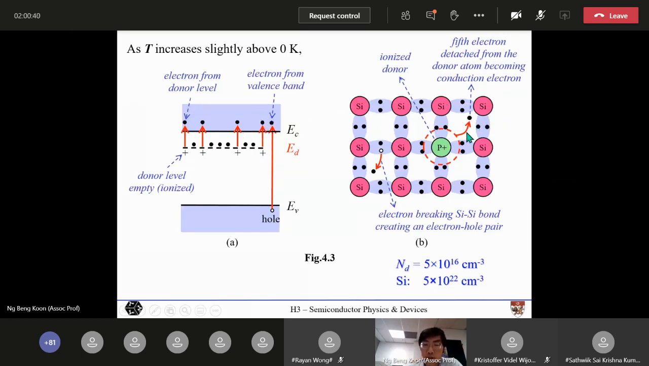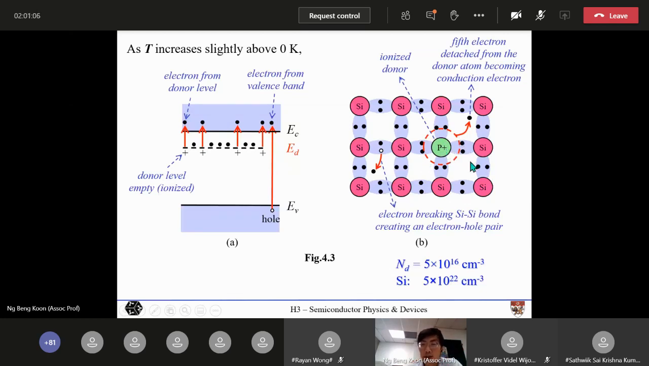So in doing that, you find that the phosphorus atom that it initially belongs to now loses one electron, and that makes the phosphorus atom positively charged. Okay, it becomes ionized. When it's positively charged, we say that it becomes ionized, and this corresponds to a fixed positive charge in that lattice position.